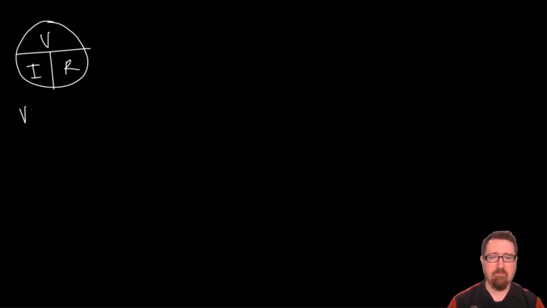So we always start out with our good old circle, V over I divided by R here. Okay, so remember, Ohm's law, V equals I R.